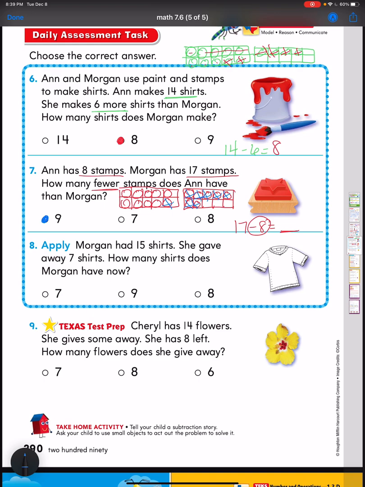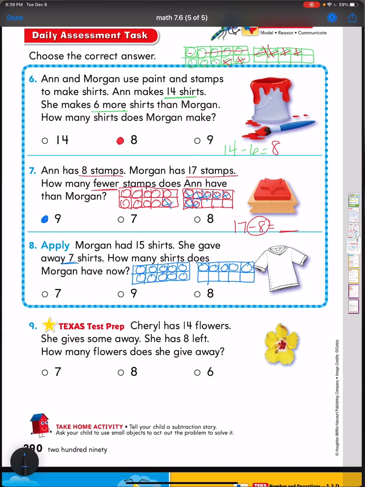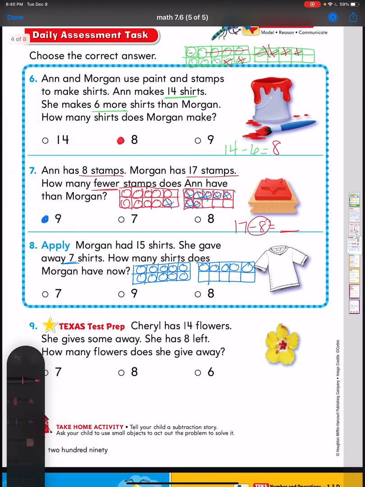All right. Morgan had 15 shirts. She gave away 7. How many shirts does Morgan have now? So, once again, we're sticking with 10 frames. That's what our focus has been the last couple of days. So let's draw them out. All right. Morgan has 15 shirts. So that's a 10 and 5 ones. But she gave away 7. So I need to mark 7 of those out.